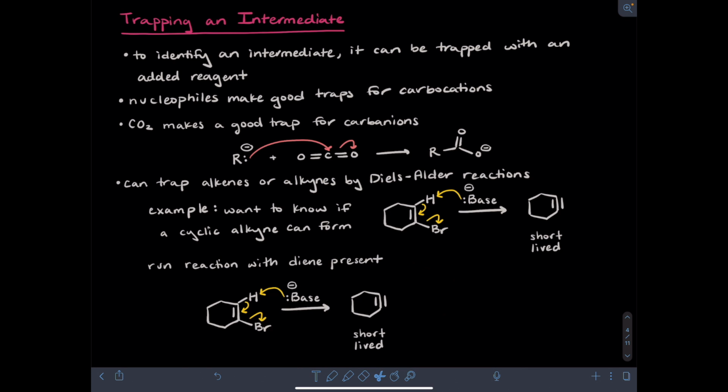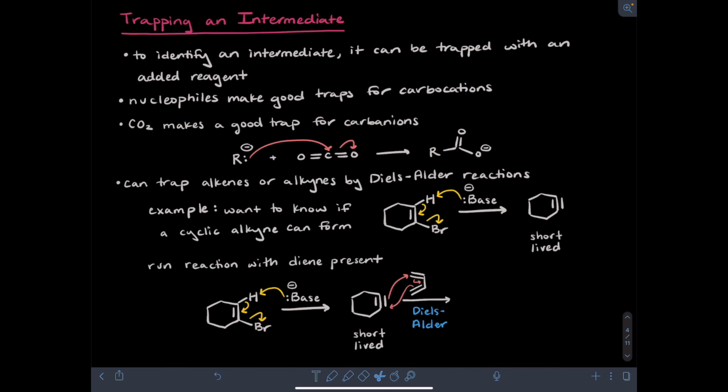What you could do is try to run this reaction in the presence of a diene. You'd imagine in your first potential reaction step, you could have the elimination reaction to generate your very reactive, strained alkyne intermediate. And alkynes are reactive in Diels-Alder reactions. So imagine performing the reaction in the presence of a diene.